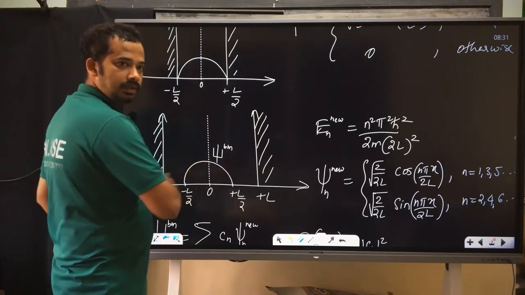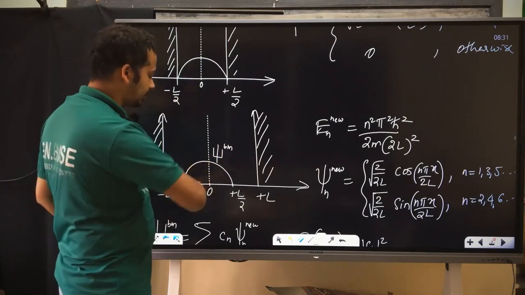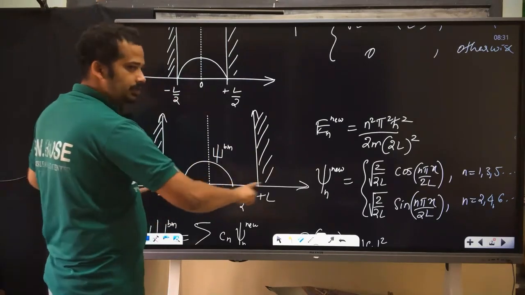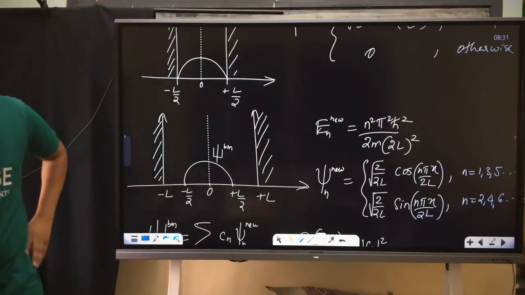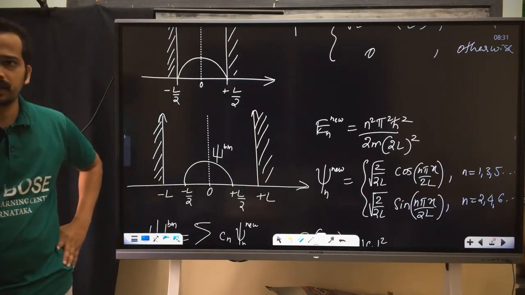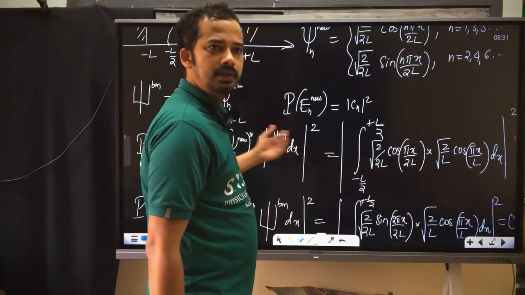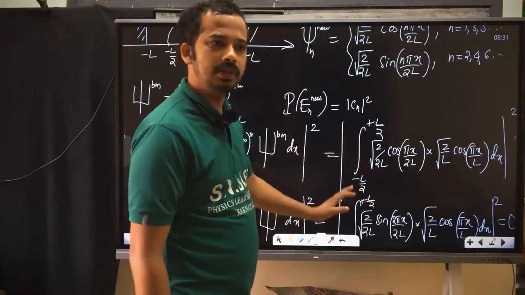I mean, this is your system. For that, you generated one state which is cosine from minus L by 2 to plus L by 2, which is 0 outside. You generated one state. And on that, you are doing the measurement. Again, state before measurement, state after measurement, inner product mod square. That will give you the answer.